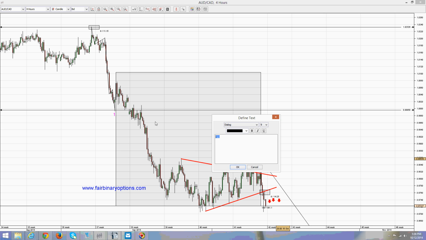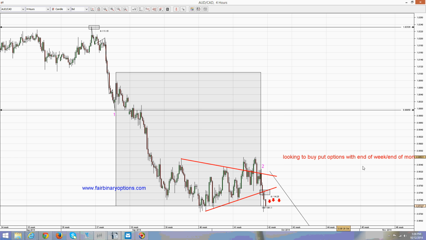Now, looking to buy put options with end of week or end of month, depending on your aggressiveness or your risk notion and so on, at the opening on Monday. So when markets are opening on Monday, this is what we are looking to trade. Of course, a third wave impulsive move to the downside.